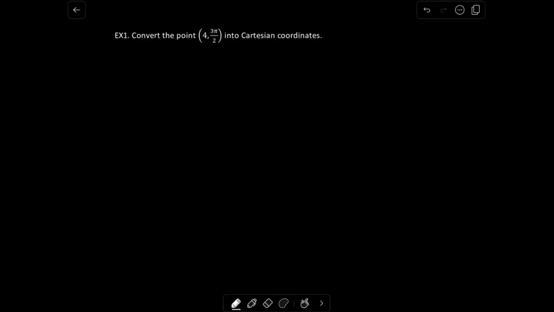All right, exercise 1. I want you to convert the point 4 and 3 pi over 2, so that's a polar coordinate, into Cartesian coordinates. Okay, let's go for it. What I advise you to do whenever converting polar to Cartesian or Cartesian to polar is to always sketch it first. It's always nice to sketch it first and check that the Cartesian or polar coordinate that you get actually makes sense and matches what you've sketched. So let's make a quick sketch.